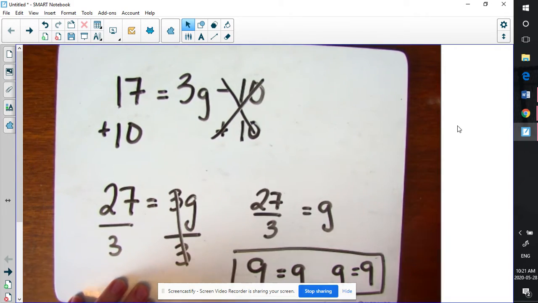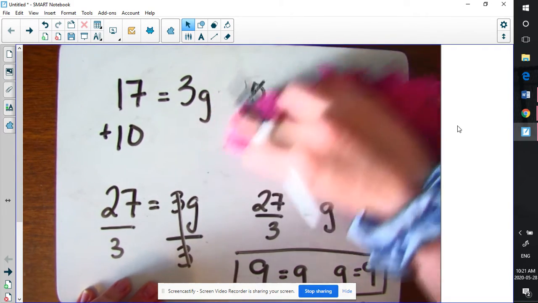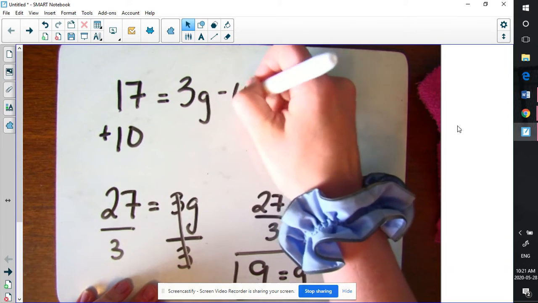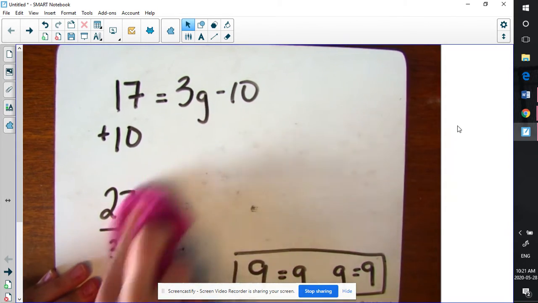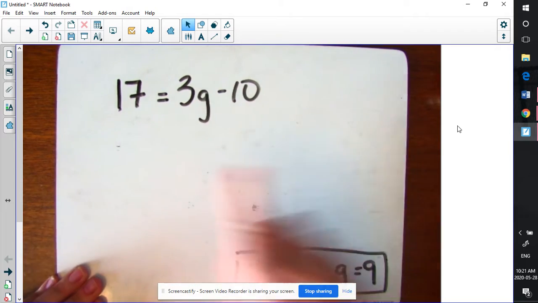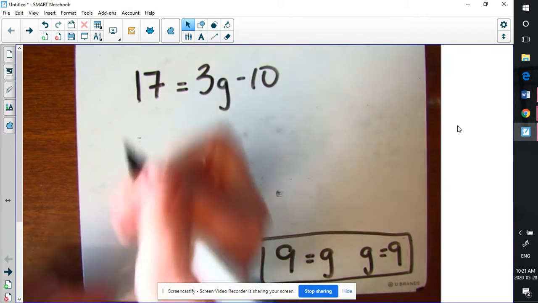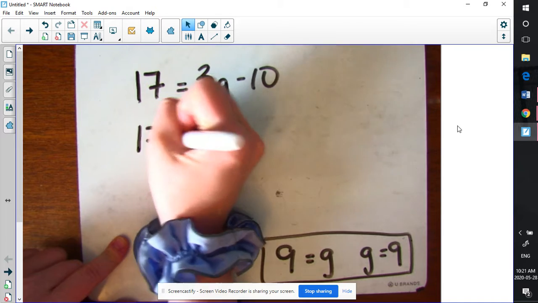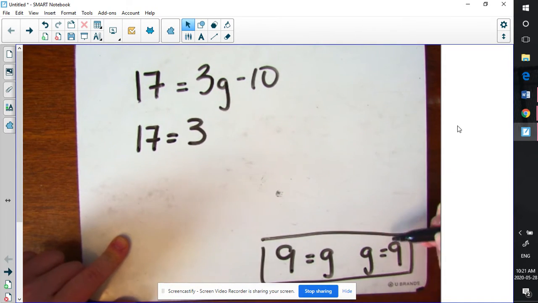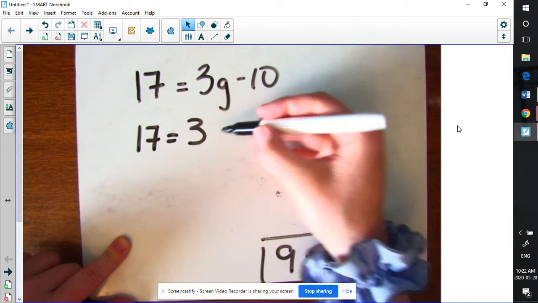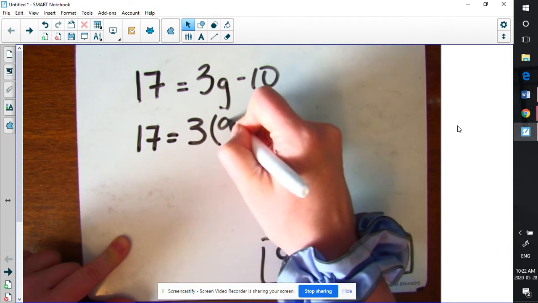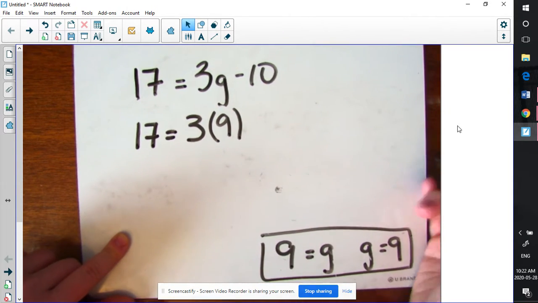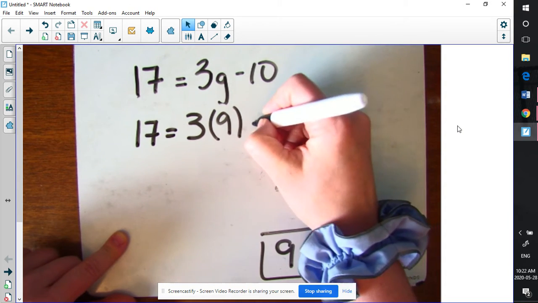Now let's check our work. Let's make sure we did it right. So we're going to take our answer of 9 and substitute it back into our original equation. So I'm going to write 17 equals 3, and I'm not just going to put a 9, because that would give me 39. That's not right. I'm going to put brackets 9. Whenever we're substituting, we have to use brackets.